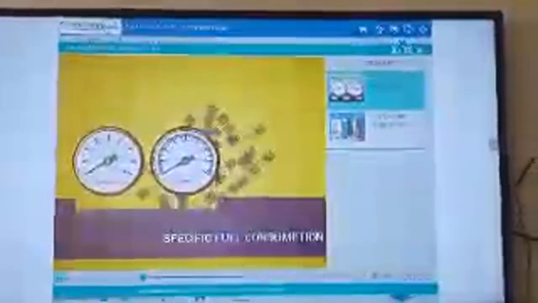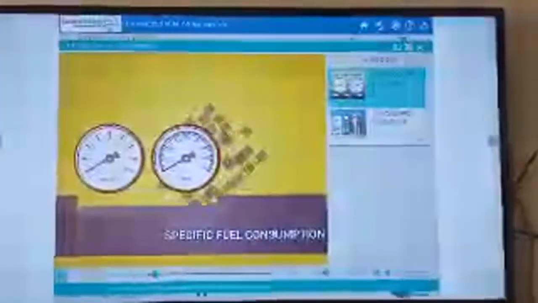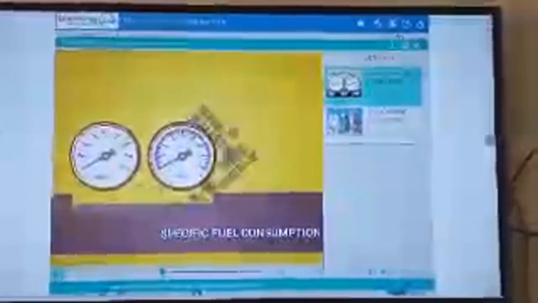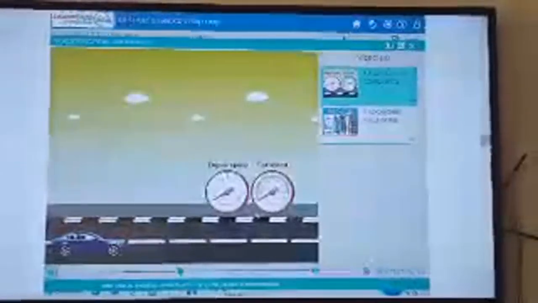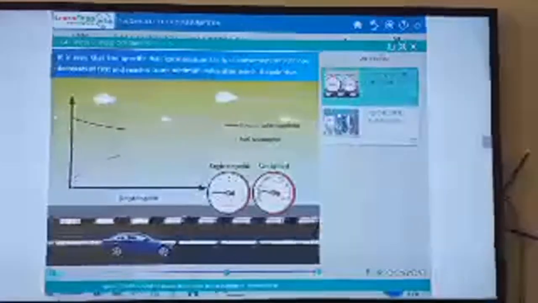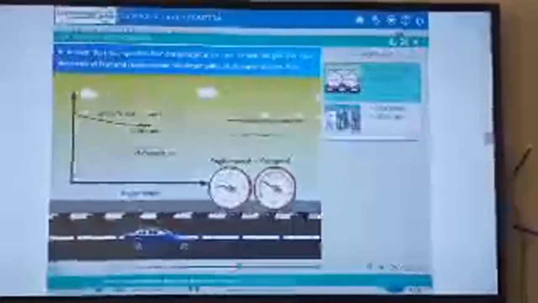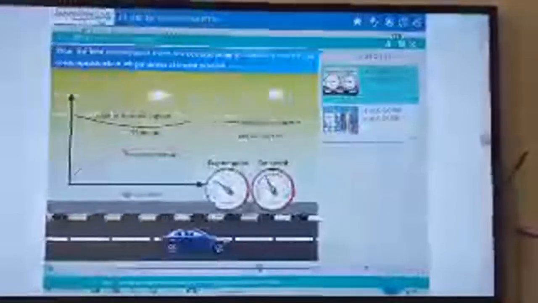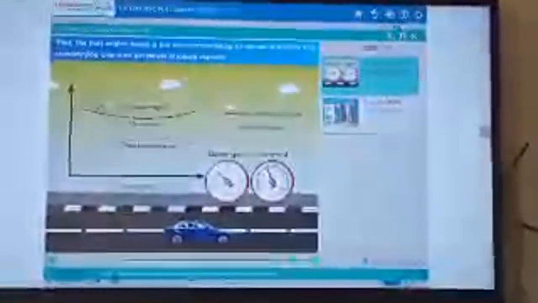Specific fuel consumption. In this video, we will discuss specific fuel consumption. Let us see the concept of specific fuel consumption. It is seen that the specific fuel consumption, that is, fuel consumed per kilowatt hour, decreases at first and reaches some minimum value after which it again rises. Thus, the best engine speed is the one corresponding to minimum specific fuel consumption, where we get power at lowest expense.